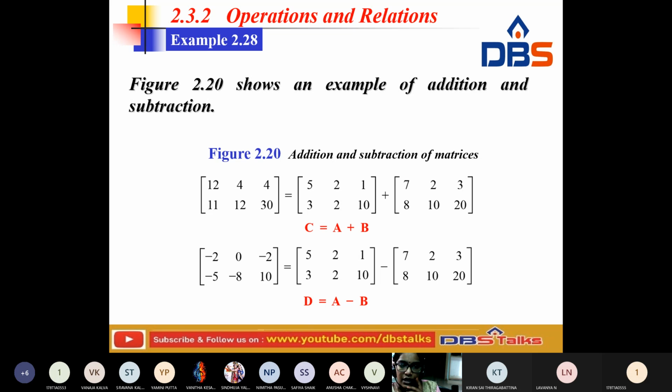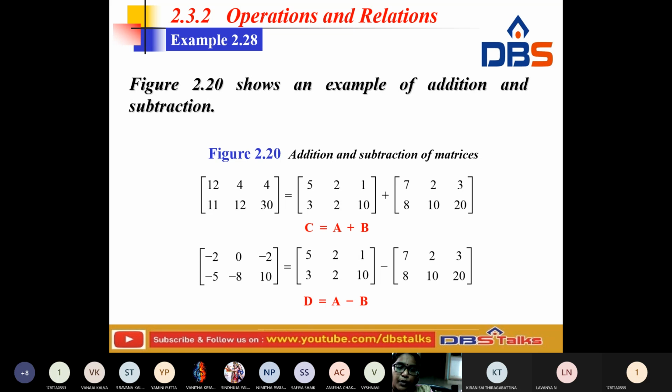Next, the second row first element in the first matrix with the second row first element in the second matrix, that is 3 - 8, which will become -5. And the second row second element in each matrix, so 2 - 10 will become -8. Next, the second row third element in each matrix, that is 10 - 20, which will become -10. Actually it has become -10, it is a printing mistake, I think.